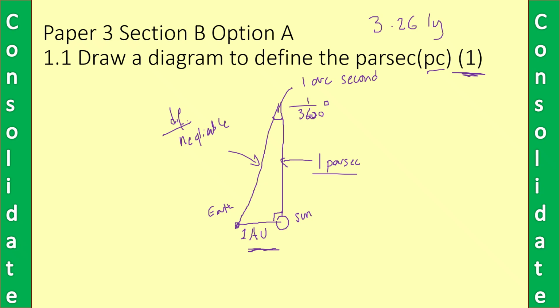So there is your diagram. Please use a ruler when you're doing it. I haven't worked out how to kind of easily do rulers on this, but use a ruler. And you need to have the angle labelled either 1 arc second or 1 over 3,600 of a degree. You need 1 AU and you need the parsec labelled.